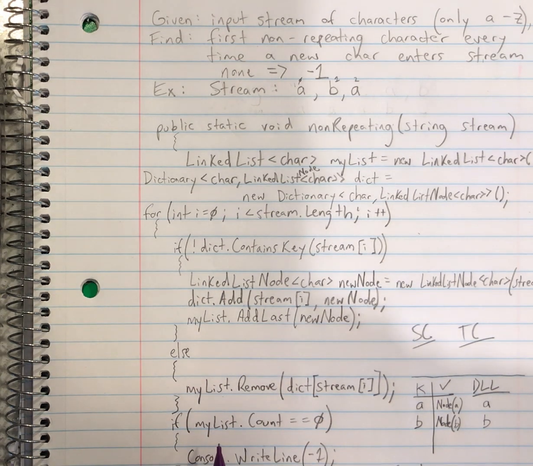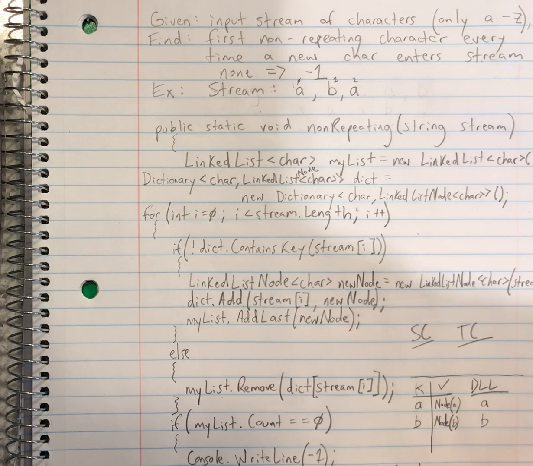Now we come down here, mylist.count is 0, no it's not, else console.writeLine mylist.first.value. A is still, A will get booted out in a second, but A has not gotten booted out yet since the current stream is AB, and A is the first non-repeating character in that stream. So here, mylist.first.value is A, and it is getting printed out.